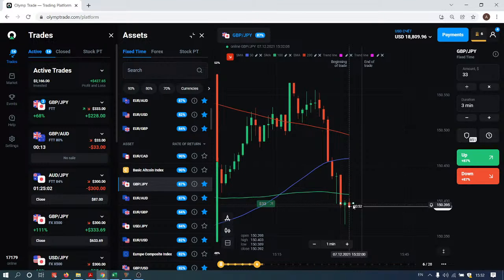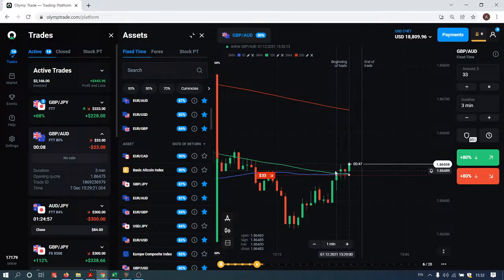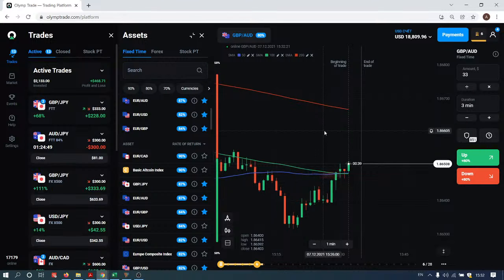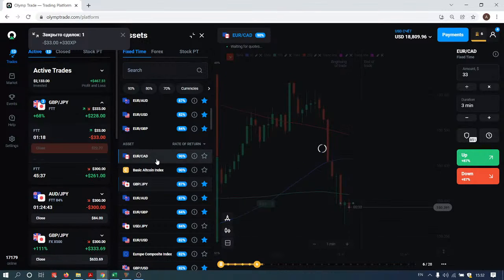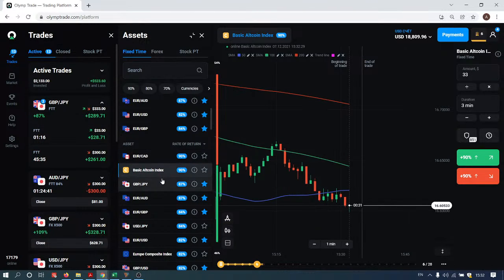And yes, when you trade with levels of support or resistance, you want to place your pending orders as close to levels of support or resistance as possible. So that's the main purpose of this instrument, these pending orders.